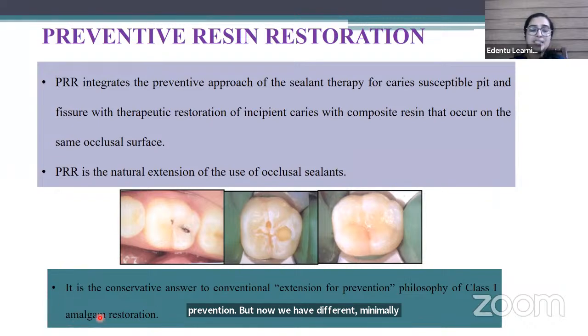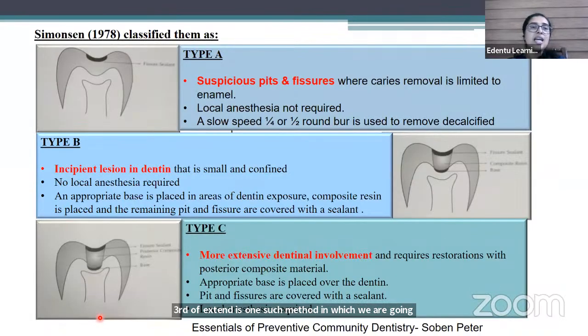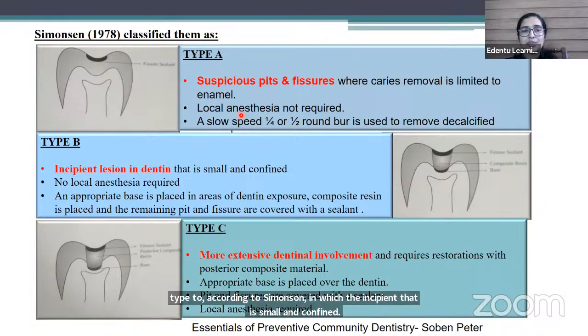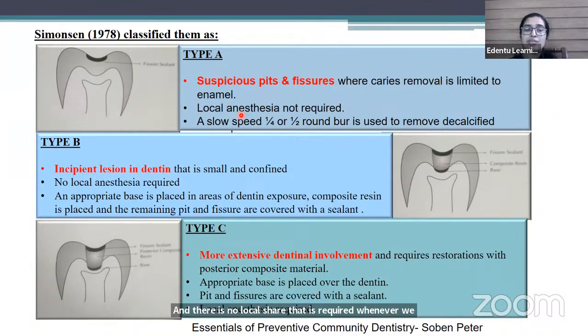Okay, so PRR is one such method in which we are going to prevent the extension of cavity cutting. According to Simonson, it is classified as type A, in which we have the suspicious pits and fissures, where the caries removal is limited to the enamel and local anesthesia is not required, and a slow speed half round burr is used to remove the decalcified enamel. And then we have type B, according to Simonson, in which the incipient lesions in dentin are small and confined. And there is no local anesthesia required whenever we are going with the preventive resin restoration of type B.